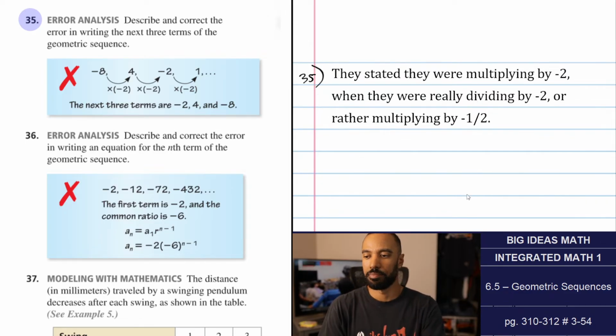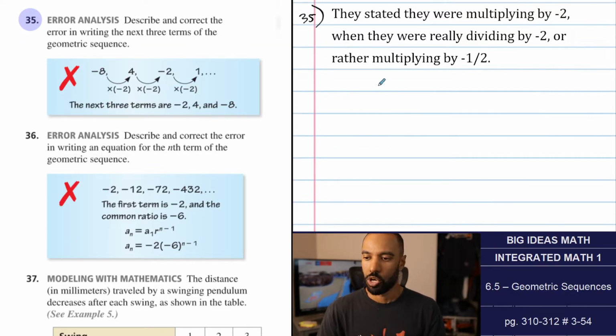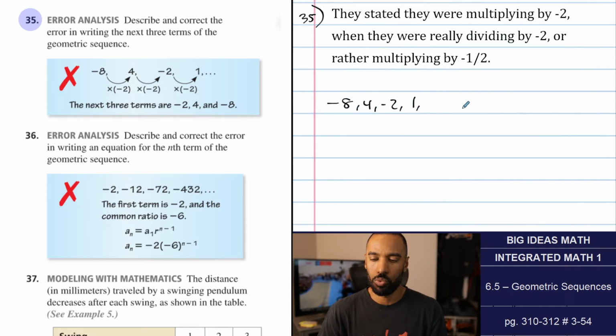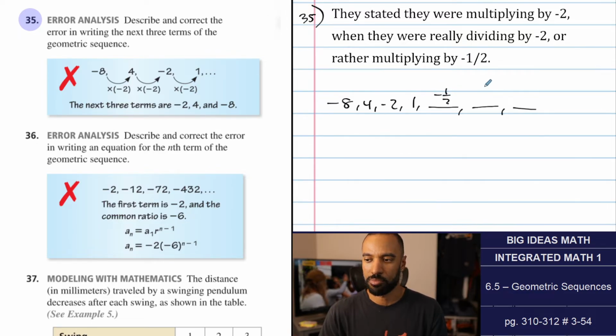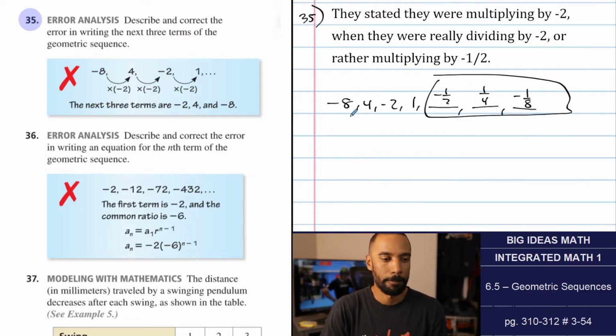So let's fix that, as the common ratio is truly -1/2. So we have -8, 4, -2, 1. Signs are changing each time. So 1 times -1/2 is -1/2. -1/2 times -1/2 is +1/4, times -1/2 is -1/8. And yes, I like my fraction version.